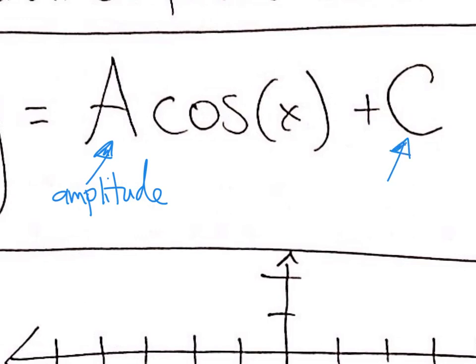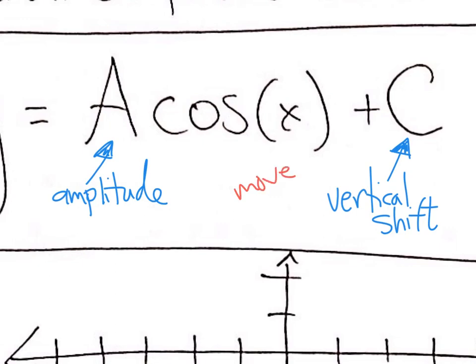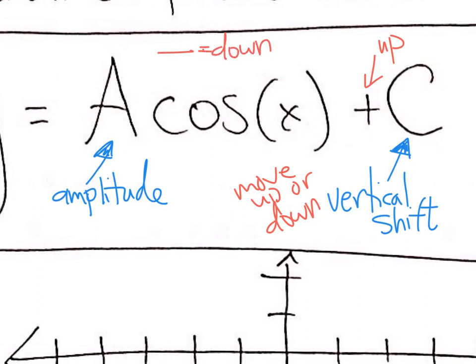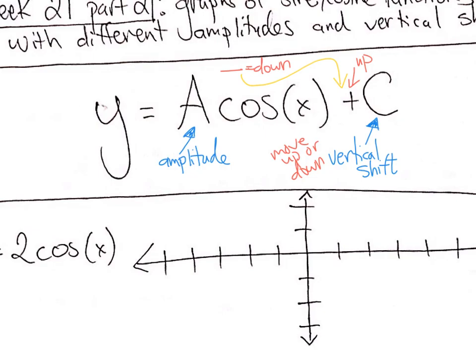A number that is being added or subtracted, so not multiplied with the cosine or sine term, is going to be a vertical shift. So hopefully that term sounds familiar, but basically what it means is we're going to move the graph up or down. And if it's being added, that's going to be up, and a subtraction would be down. And let's put a little arrow pointing this over to this, so that we know what's up. Alright, so that's all we need to know. Easier said than done.